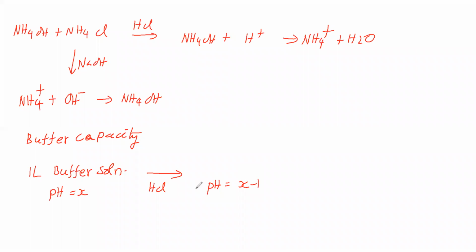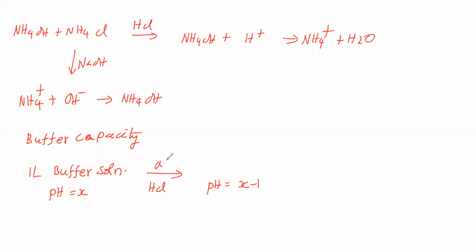unit. If you add acid, pH decreases, though the solution is a buffer solution. If you add base into the buffer solution, the pH certainly increases. So we are adding acid into this buffer solution. How much acid do you have to add to bring the pH of the buffer solution down by 1 unit? Here X is the pH, so now the pH should become X minus 1. For that, however much HCl is required, that much HCl you add.